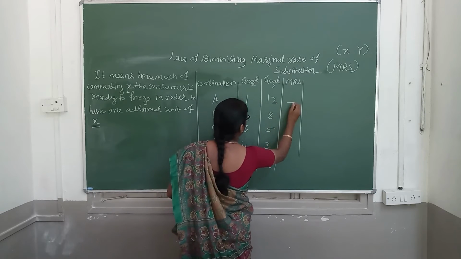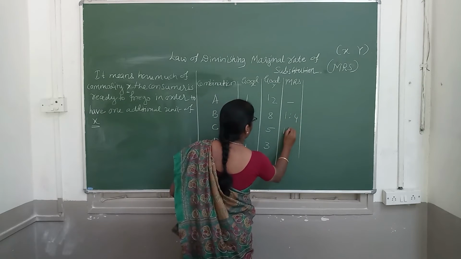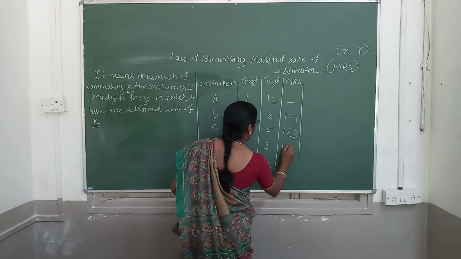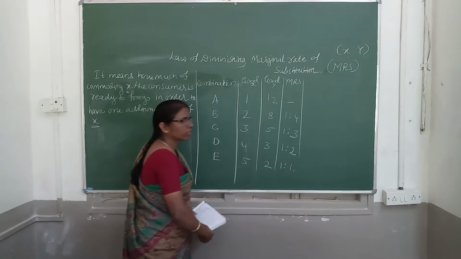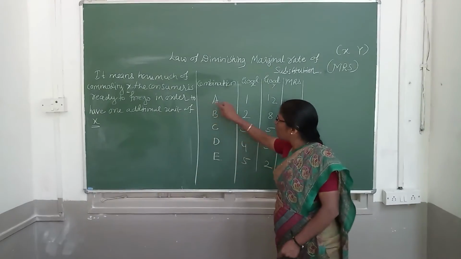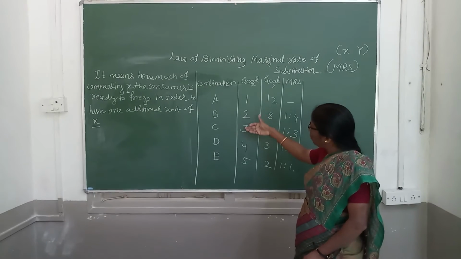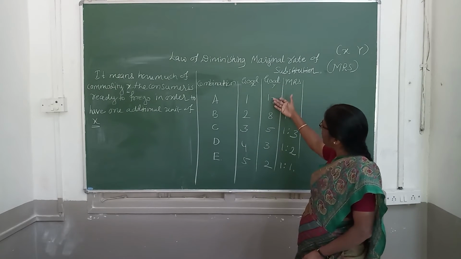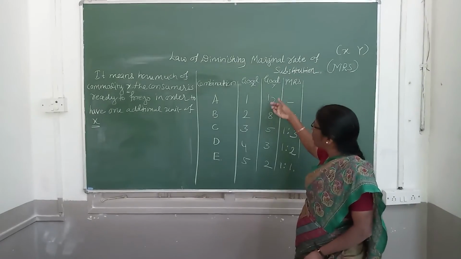And MRS, this is dash. And here, 1:4, 1:3, 1:2 and 1:1. This is a very interesting example. Check it. So how many combinations are there? 5 combinations are there. X is 1, 2, 3, 4, 5 and Y is 12, 8, 5, 3, 2. That means which we consume.